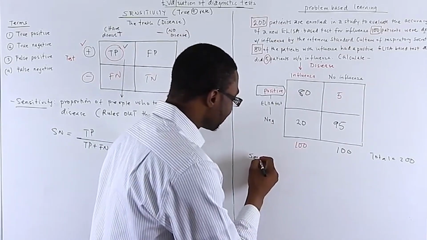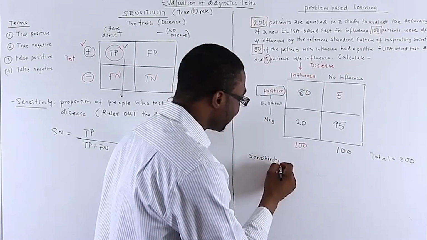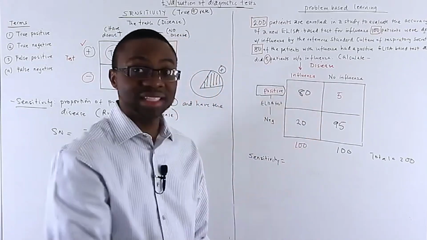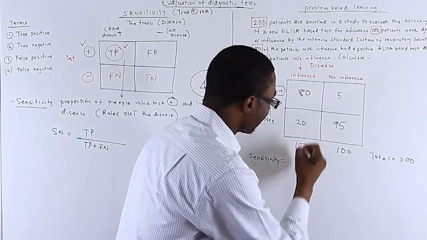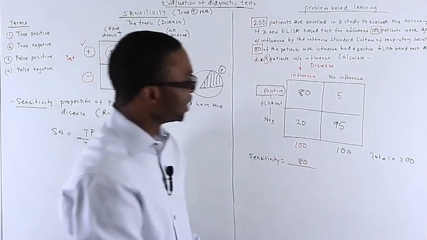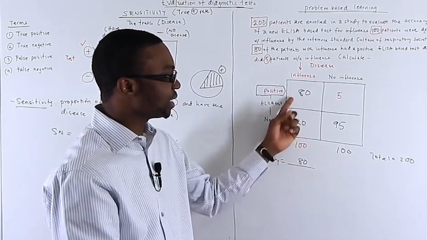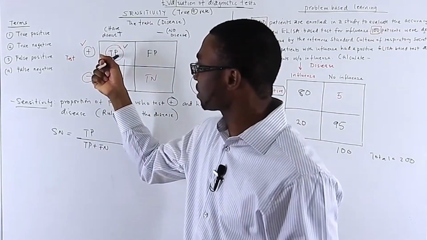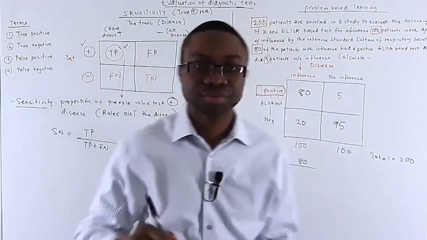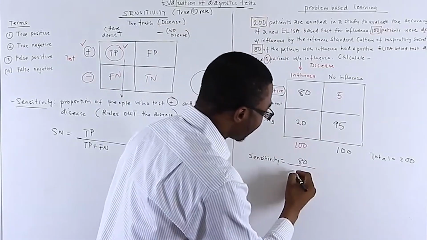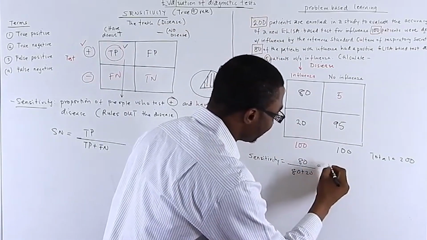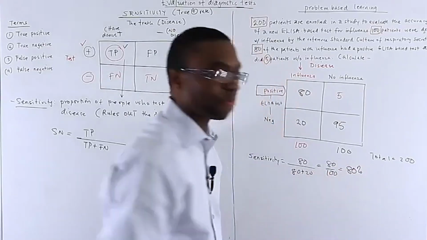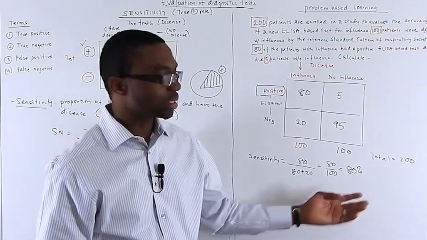Calculate the sensitivity. So what is sensitivity? The formula for sensitivity is the total number of people that tested positive and have the disease, true positive, which is 80, divided by the total number of people with the disease, which is true positive plus false negative, with this column. And all we got is 80 plus 20, which is 100. 80 over 100 is 80%. So the question is, what does that mean?